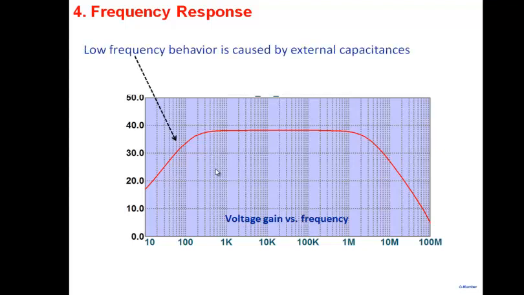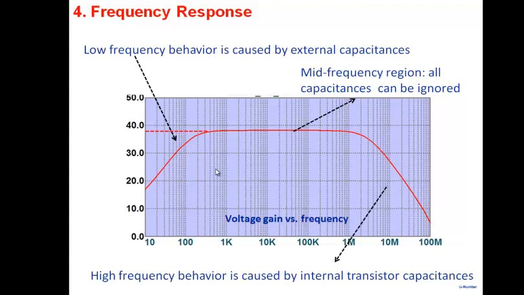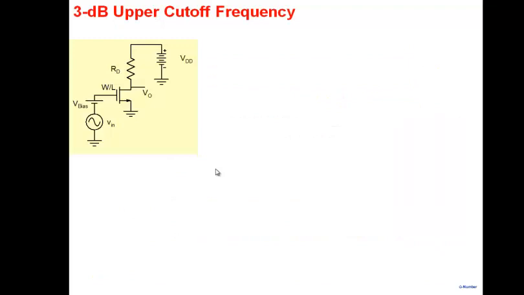This part comes about because of external capacitors. This part comes about because of all the internal transistor capacitors. If you don't connect any external capacitance, then your gain is going to be flat right down to 0 frequency, and we call these amplifiers DC amplifiers. They can amplify DC also. The mid-frequency region is where gain is not varying as a function of frequency, which means capacitors don't matter, so you can remove all the capacitors.